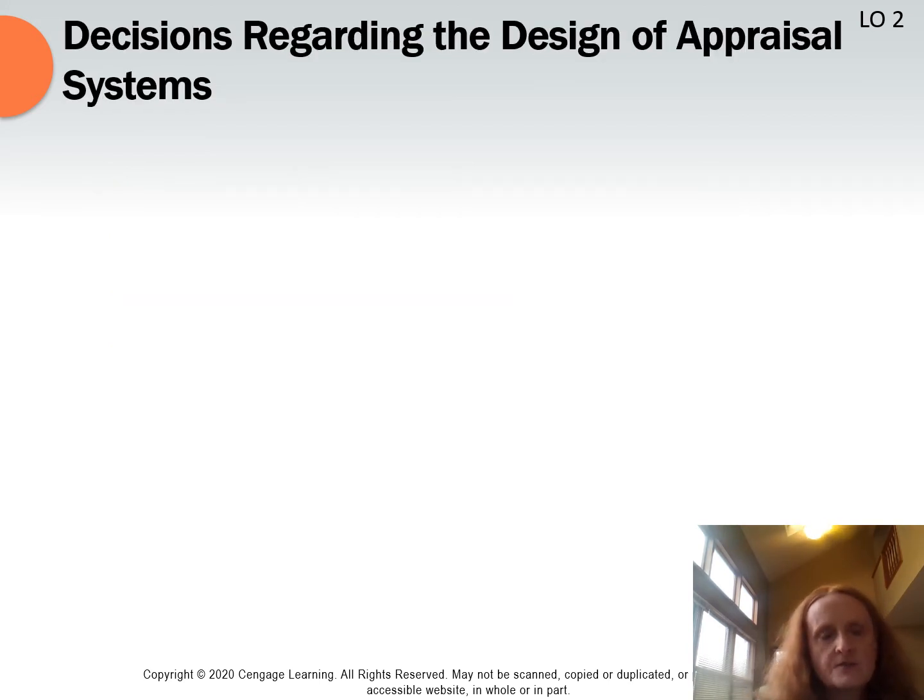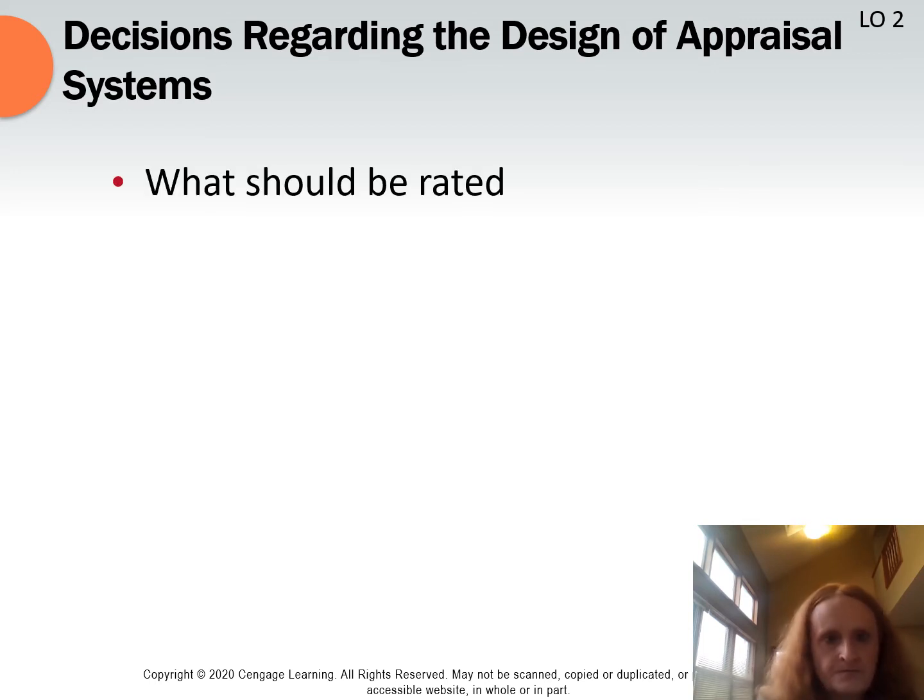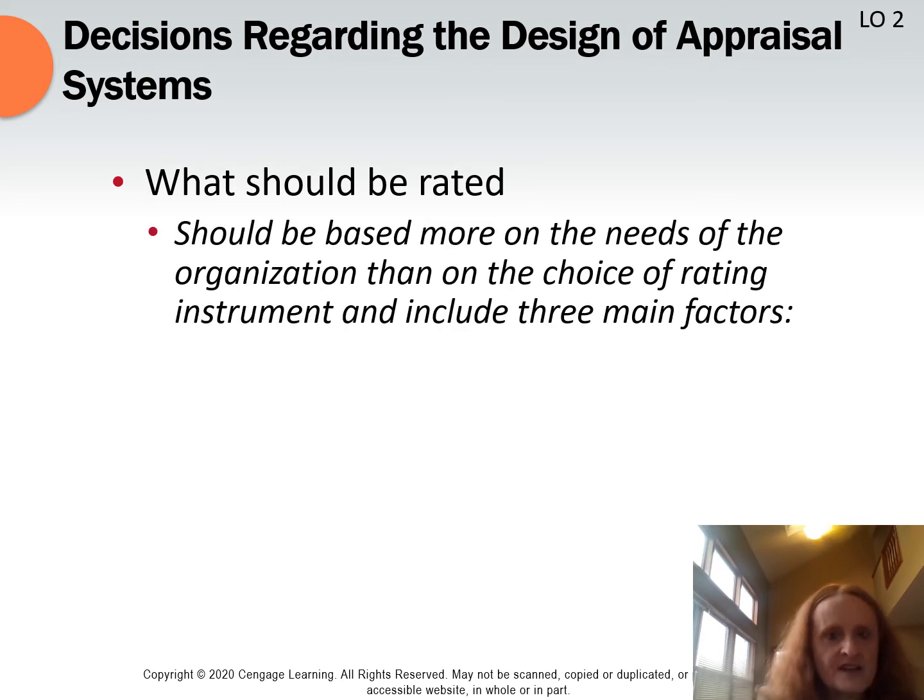Okay, so now we need to discuss decisions regarding the design of the appraisal system. First of all, we have to ask what elements of performance should be rated. Should it be based more on the needs of the organization? Usually it should be, rather than on the choice of rating instrument, and it would include three main factors.